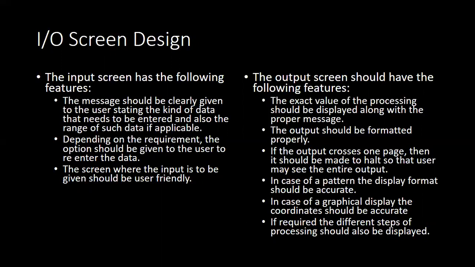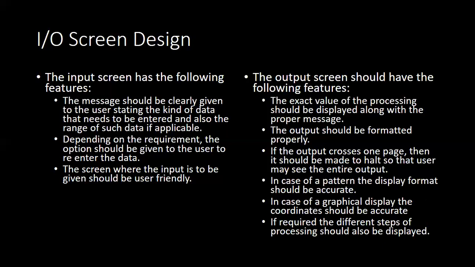The output screen should have the following features. The exact value of processing should be displayed along with a proper message. The output should be formatted properly. If the output crosses one page, then it should be made to halt so that the user may see the entire output. In case of pattern, the display format should be accurate. In case of a graphical display, the coordinates should be accurate.